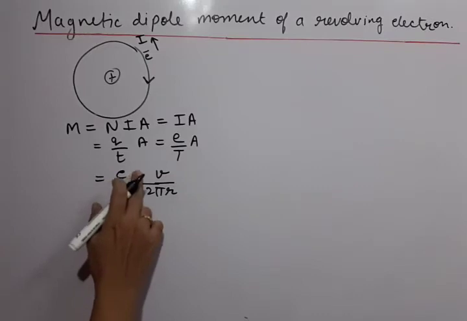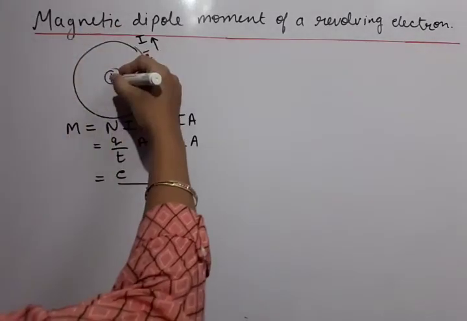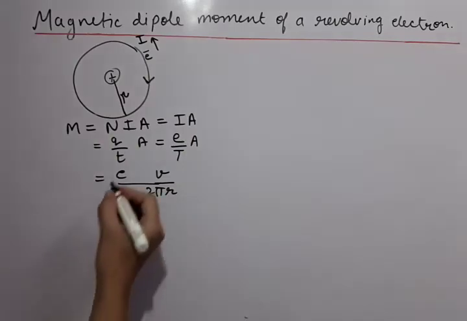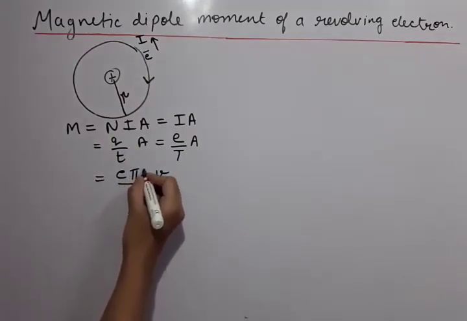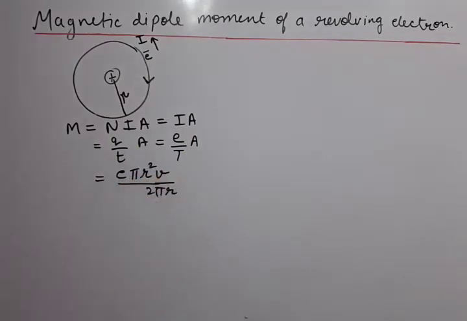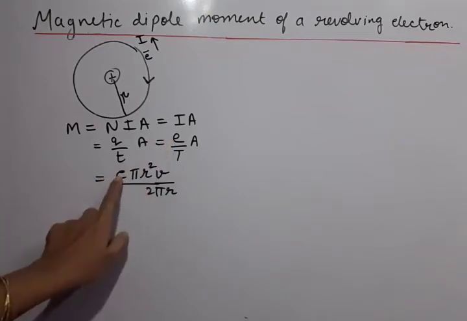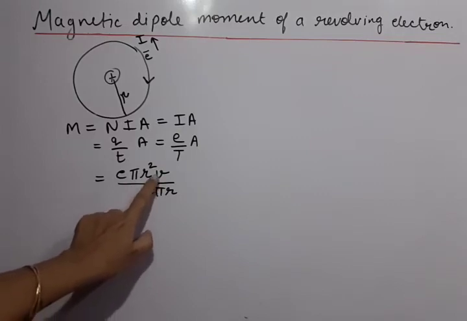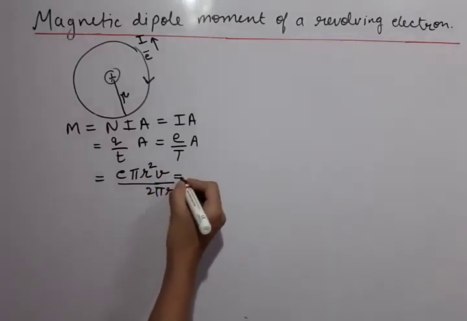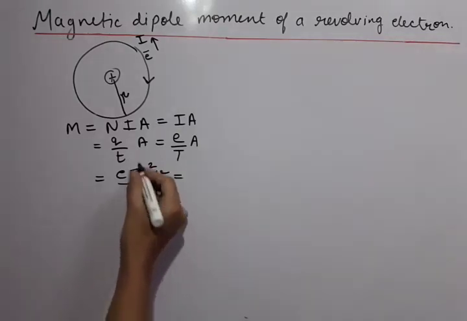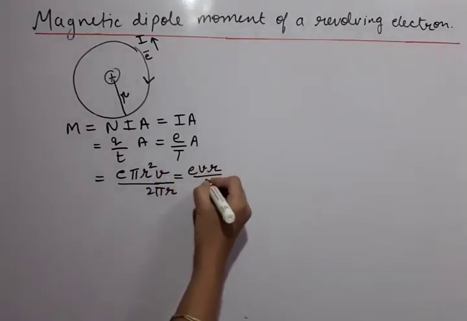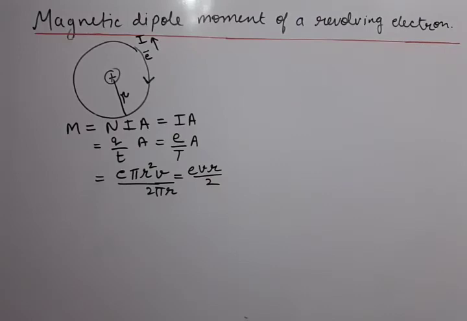Now this area part, what is the area of this circle? Suppose I am taking the radius r. So area of the circle will become pi r square. So you see, e for charge, pi r square for area, and for time 2 pi r upon v is substituted. Let us cancel the things. Pi is getting cancelled, one r is getting cancelled. So evr upon 2 will be left.